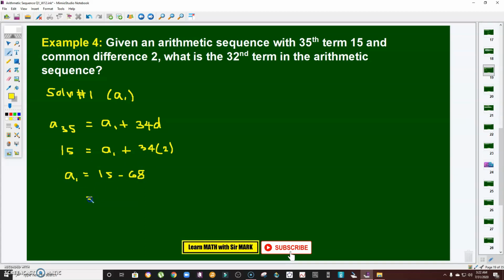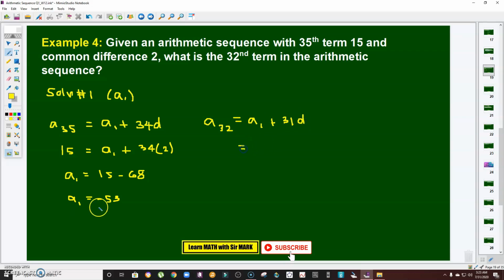So therefore, 15 minus 68, subtract natin 3, 53. Negative 53, right? So first term yan. But note that ang hinahanap natin yung 32nd term. So to do that, yung 32nd term natin, that's actually equal to the first term plus 31 times the common difference.